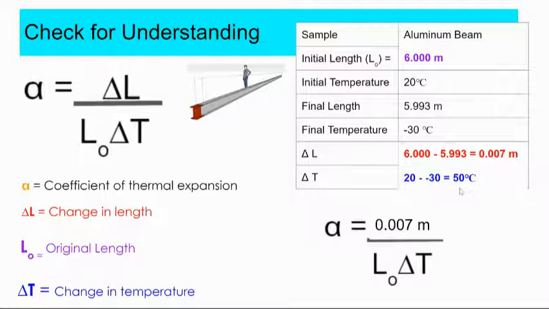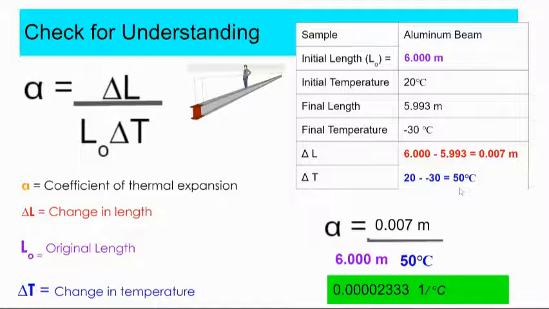Our original length is 6 meters, and our change in temperature is 50 degrees Celsius. When you calculate the thermal expansion coefficient, we should get 0.0000233 per 1 degree Celsius.